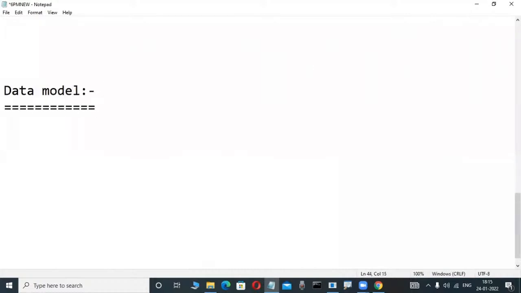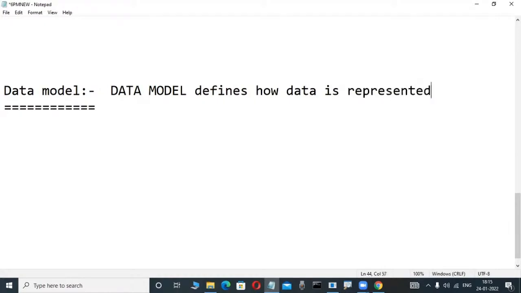Data model represents how data is represented. A data model defines how data is represented at the logical structure of the database. How easy a definition. Observe here, the logical structure of the database.